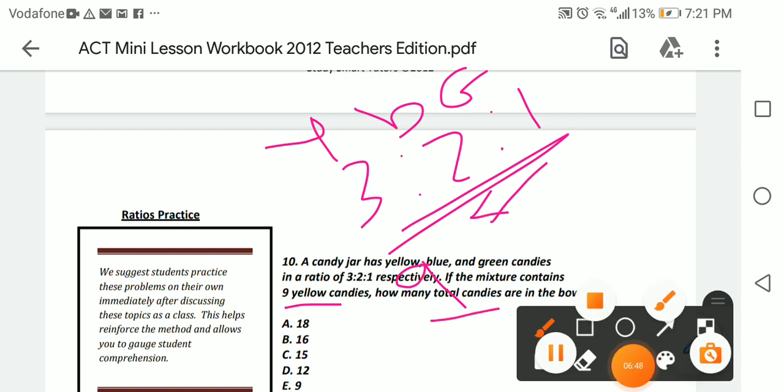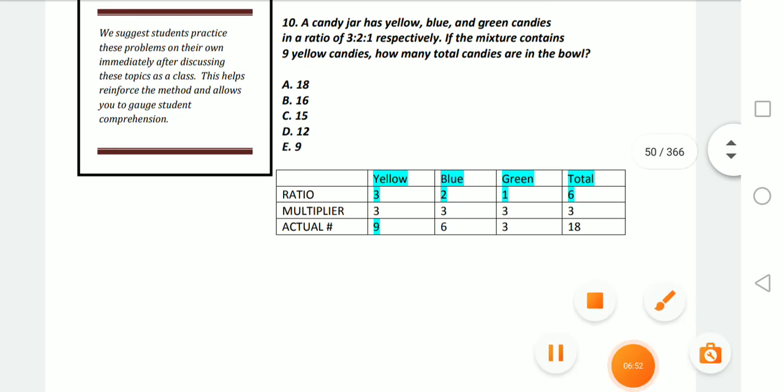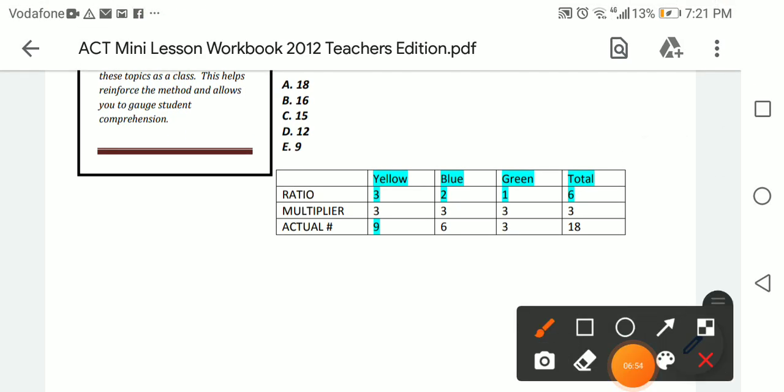Let's see how we can solve this. I drew the ratio box here, part to whole: yellow, blue, green, total. The ratio is 3 to 2 to 1, and the total is 3 plus 2 plus 1, which gives me 6. The actual for yellow is given in the question, so it's 9.